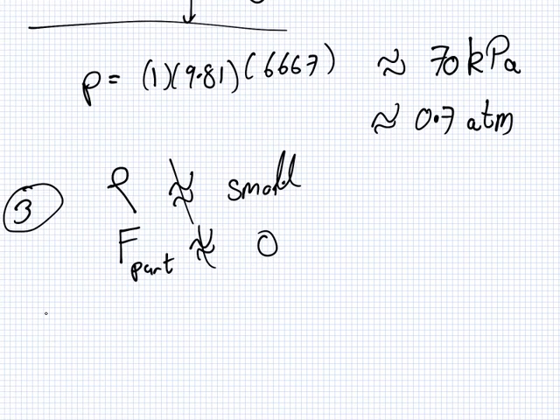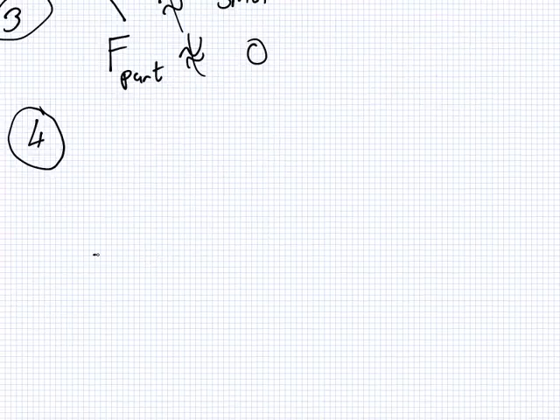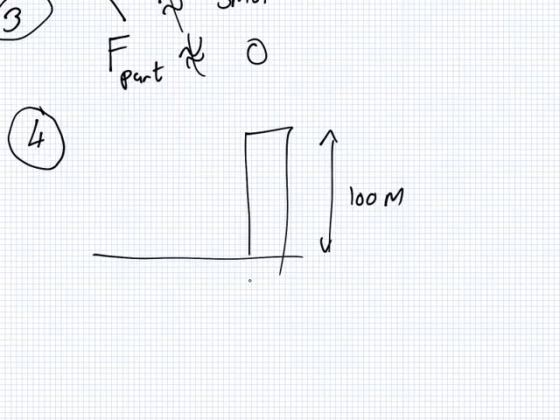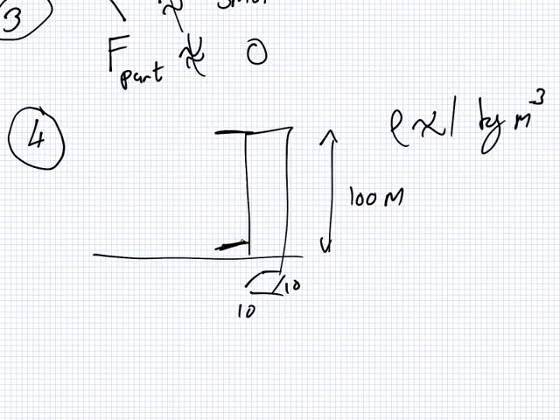Number 4. No, I want you to read it. So you can't be wrong about reading. A building is 100 meters tall and has a base of 10 meters by 10 meters. The density of air to be about 1 kilogram per meter cubed. What is the difference in air pressure?